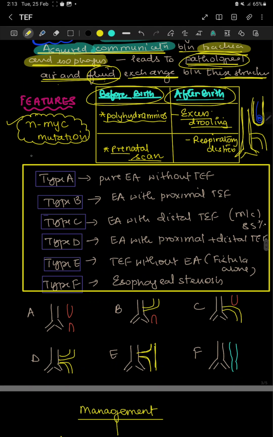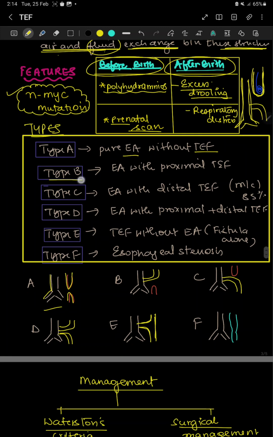Okay, so coming to the types, these are the types of TEF. TEF can be classified as A, B, C, D, E and F. So coming to type A, type A is a pure esophageal atresia without TEF. So we can see here in the picture that this is the trachea, and this is the esophagus. Both the ends are atretic, means they are blind. Coming to type B, it is esophageal atresia but there is a proximal TEF.